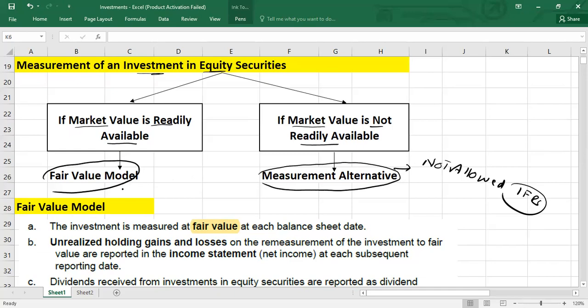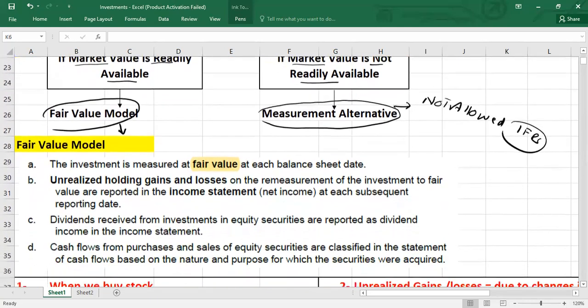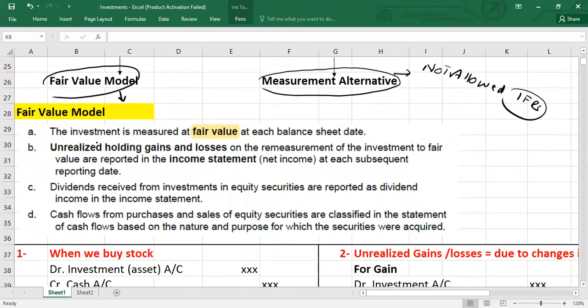So here we go. We are going to start with the fair value model. You should remember, for the fair value model, we have a few theoretical points. First of all, in the balance sheet, you will record your investment at fair value. Fair value means the market price at that date. Then you should remember the unrealized holding gains or losses. For example, if you purchased the stock for $10, and at the reporting date the market value is $12, you have a gain.